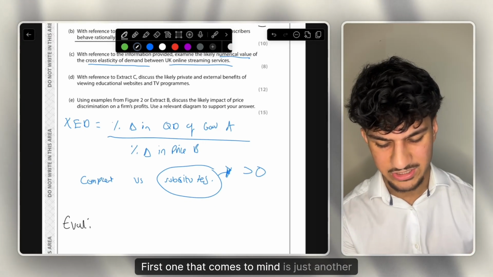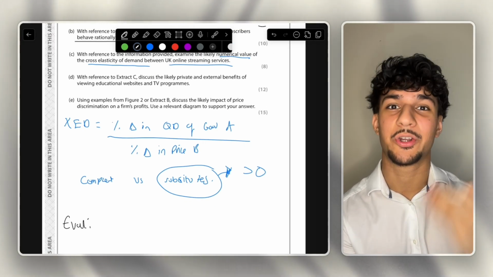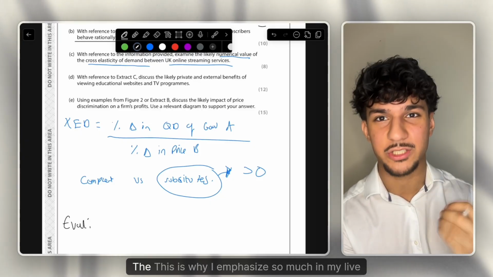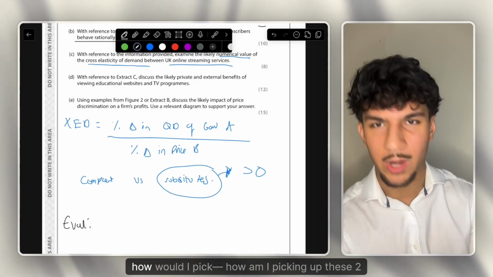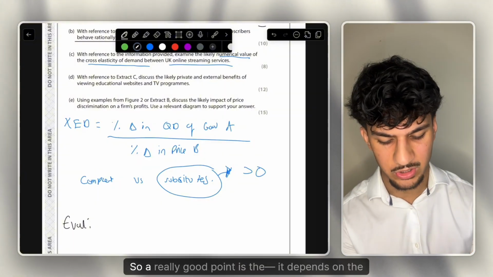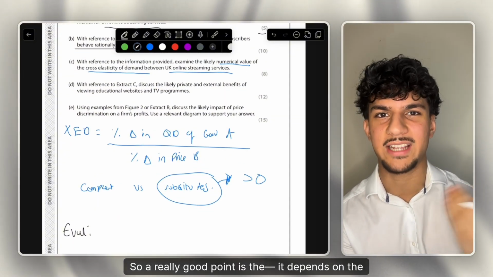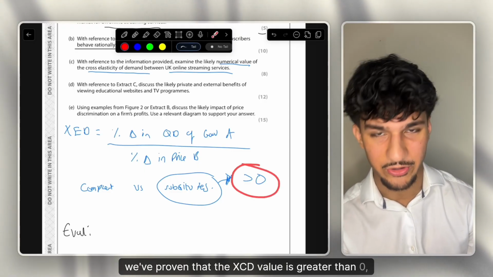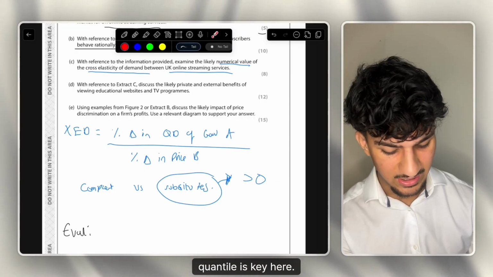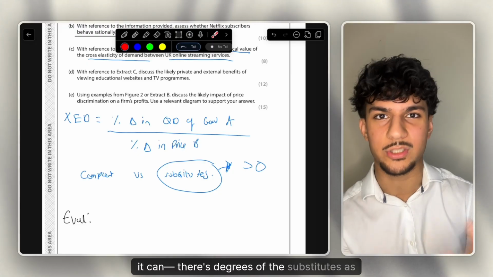First one that comes to my mind is just another content knowledge point. Like I say, content knowledge mastery is key. This is why I emphasize it so much in my live classes. But how am I picking up these 2 marks? So a really good point is it depends on the XCD value itself. Yes, we've proven that the XCD value is greater than 0, but again, content knowledge is key here. There's degrees of substitutes as well.